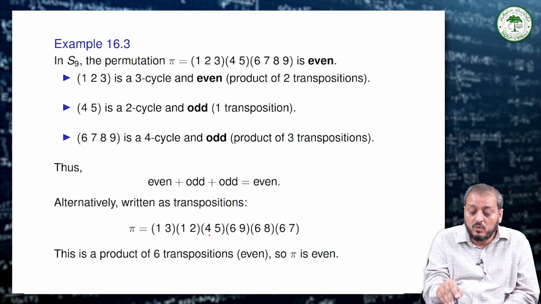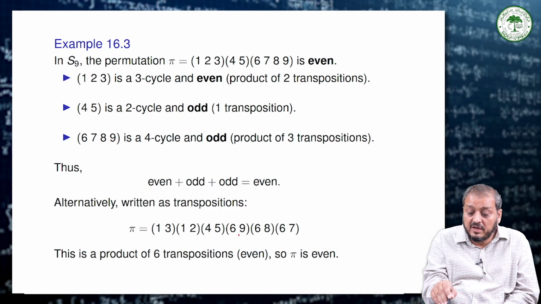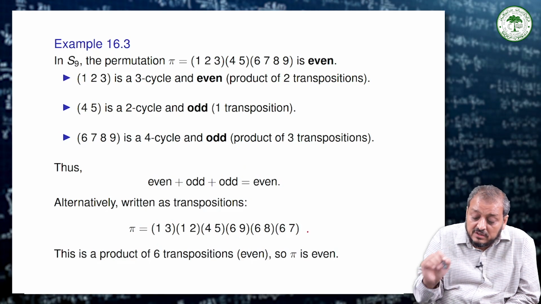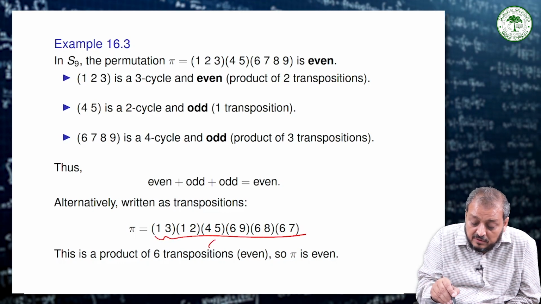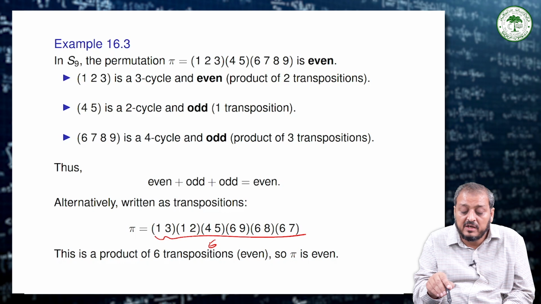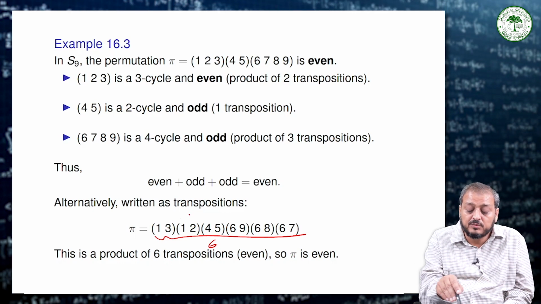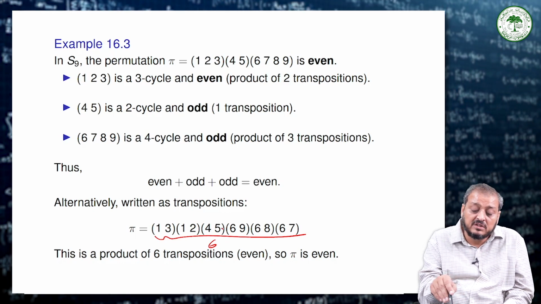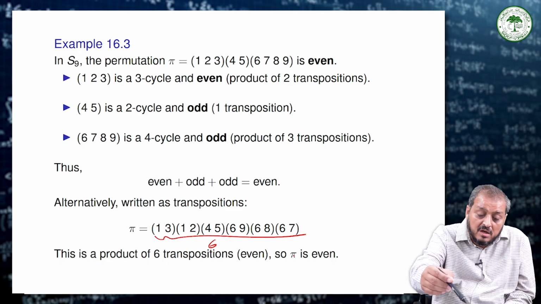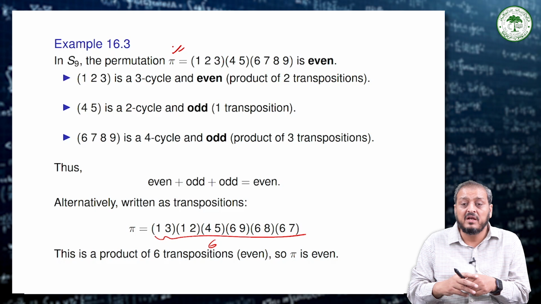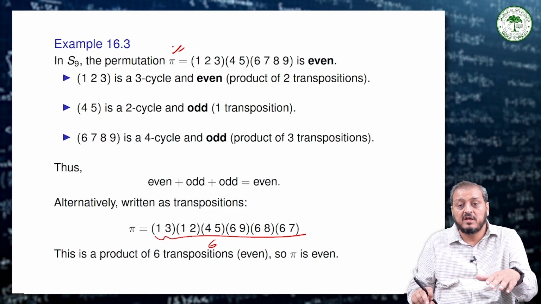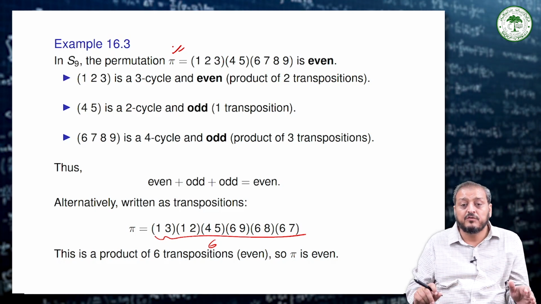Alternatively, if we write it in this form, (1 3)(1 2)(4 5)(6 9)(6 8)(6 7), and now we just count, this is equal to 6. So this is clearly a product of 6 transpositions, and 6 is even. So this pi in S9 is clearly an even permutation, and then the signature of this pi is equal to 1.